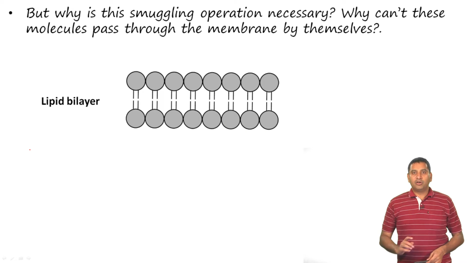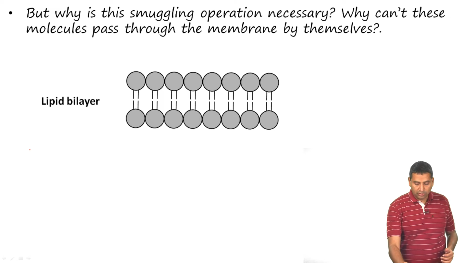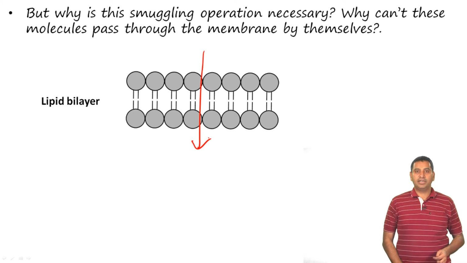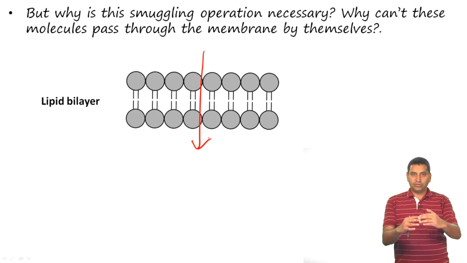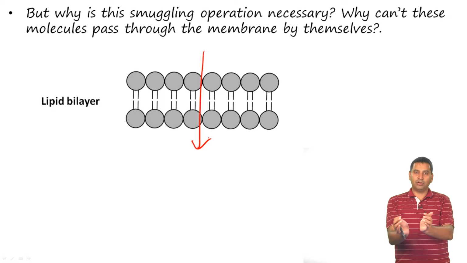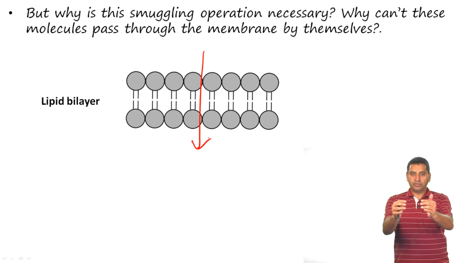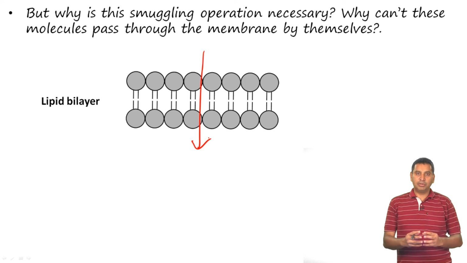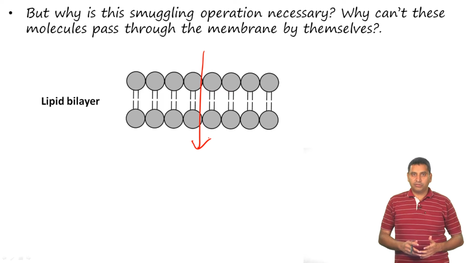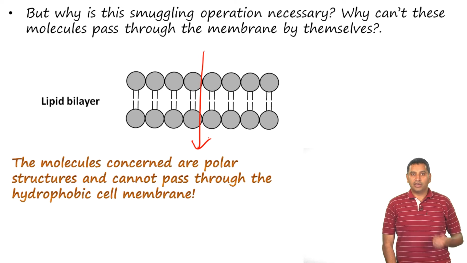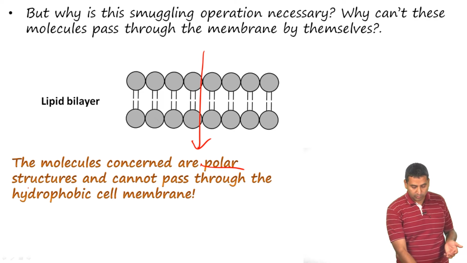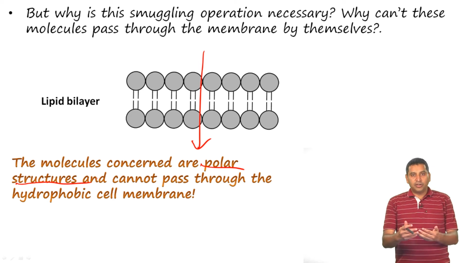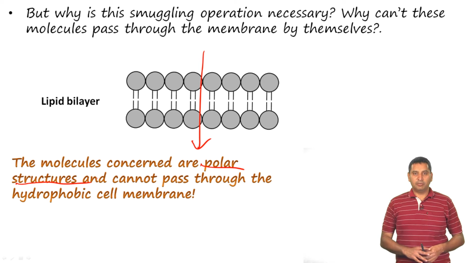So, why is this smuggling operation necessary? The question is, why can't they go through on their own across the cell membrane? As we looked at earlier, the structure of a cell has a lipid bilayer as a barrier, or membrane. The lipid bilayer acts as an important barrier in a cell, and these lipids are hydrophobic in nature. Therefore, it is very difficult for a hydrophilic molecule with polar surfaces and polar structures to cross the hydrophobic cell membrane.